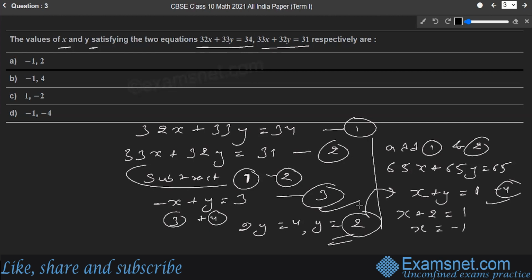So these are the two values that we get. The x value is minus 1 and the y value is 2. This is the solution of the two equations, which is available in option number A. So that is going to be the right answer.